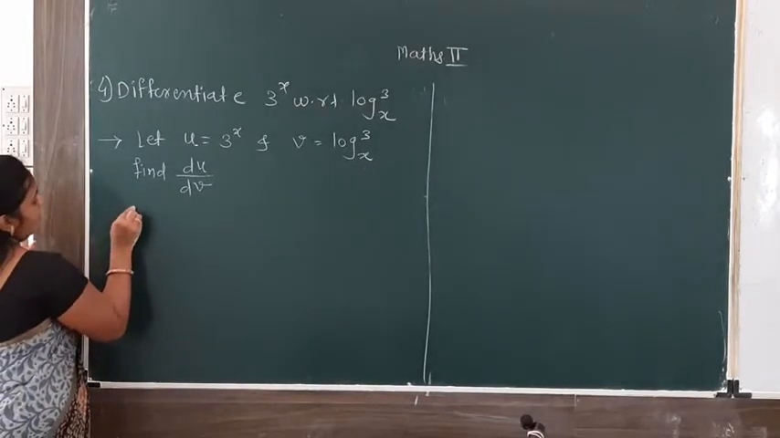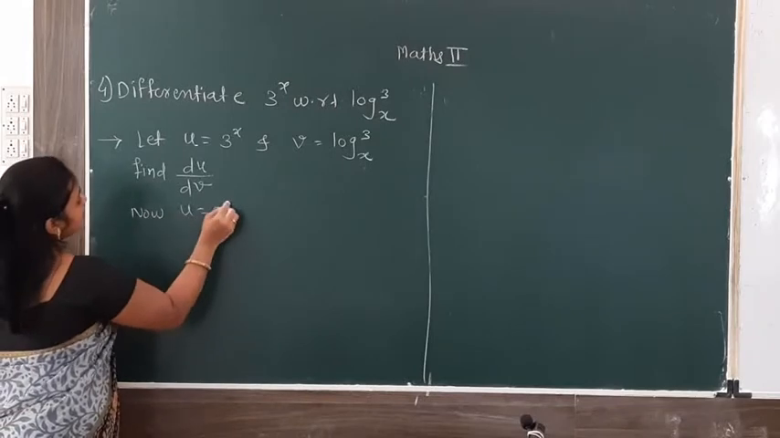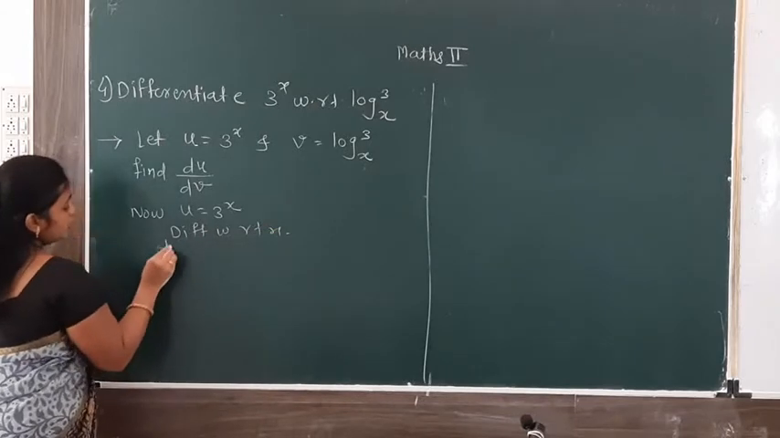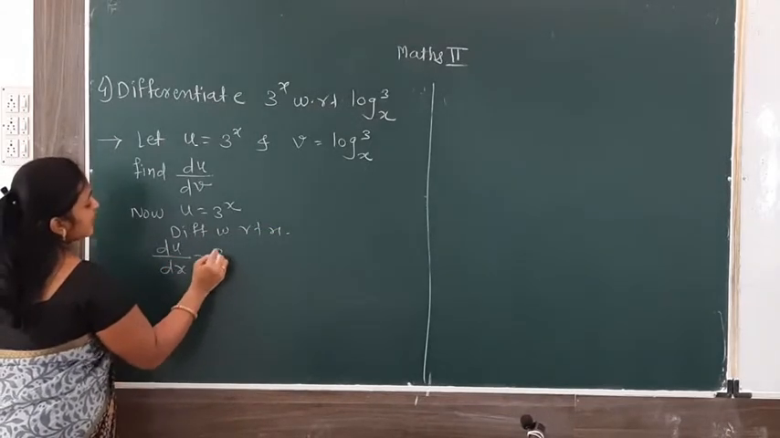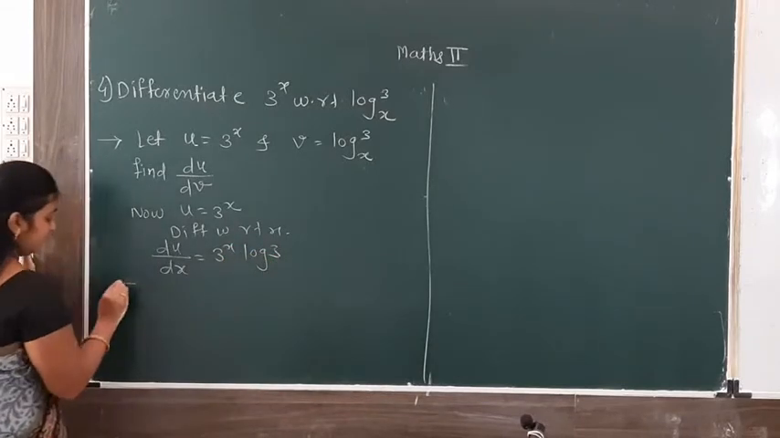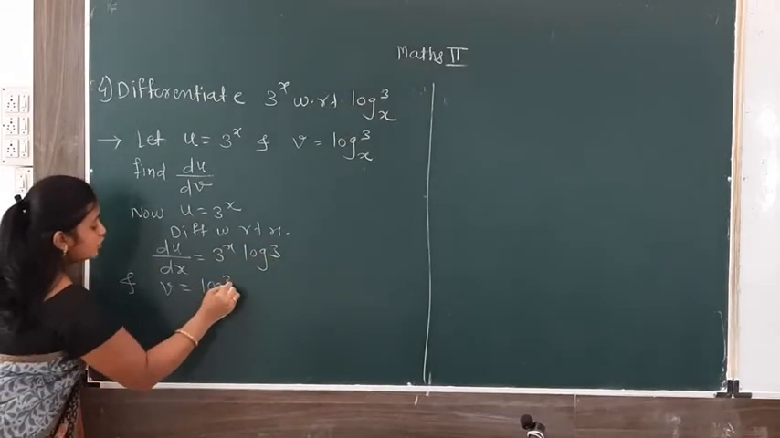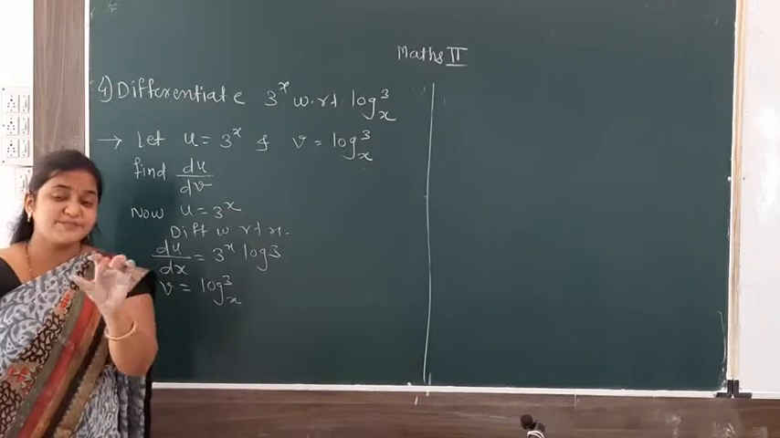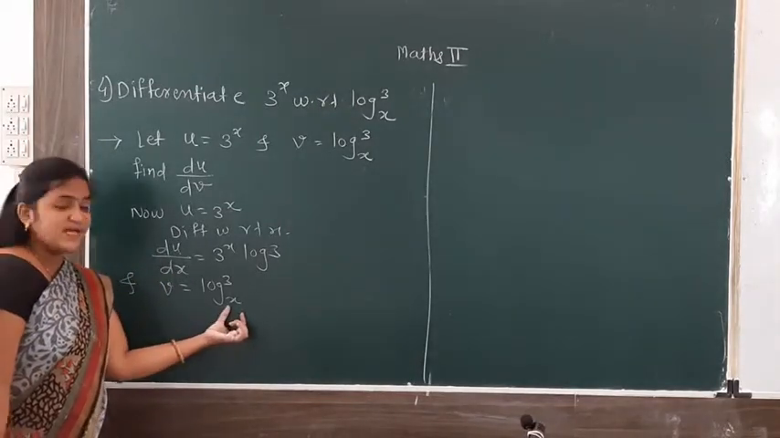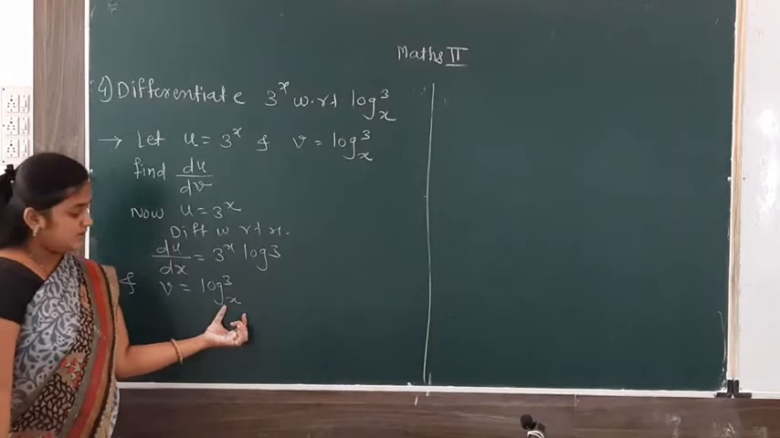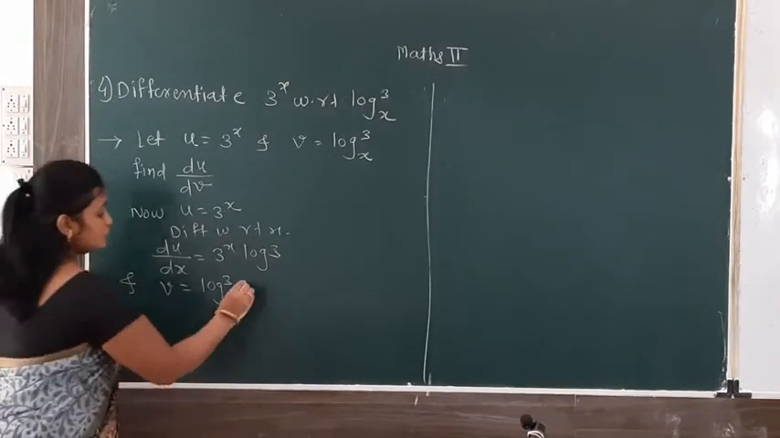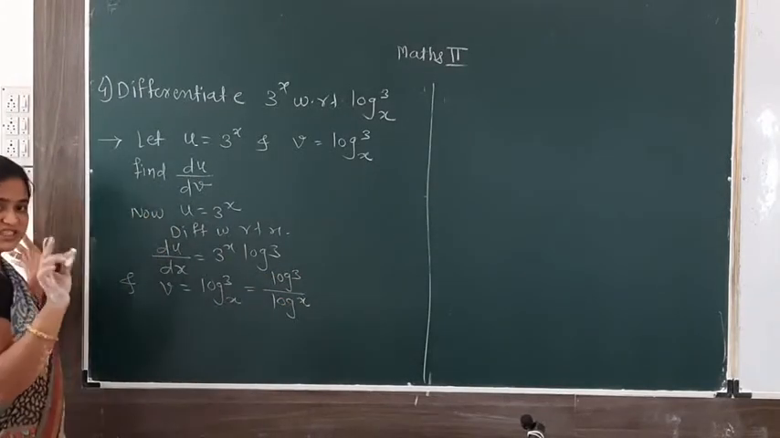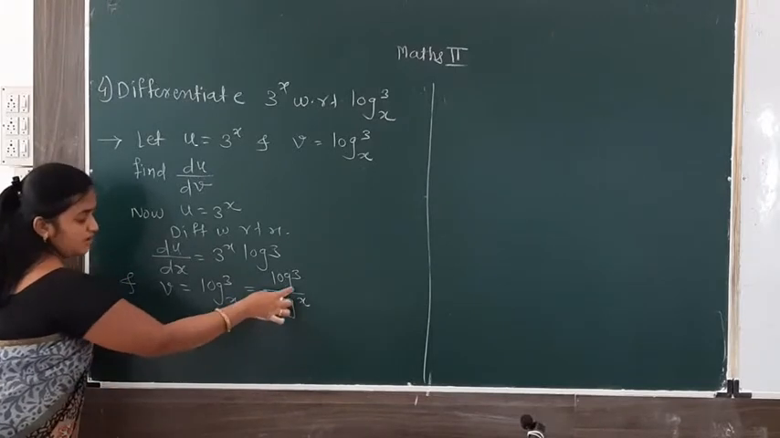So now u is equal to 3 raised to x, differentiate with respect to x. So du by dx is equal to 3 raised to x log of 3, and v is equal to log of x to the base 3. Whenever you find the derivative of a log term, we first check whether the base is e or not. Here your base is not e, so first we apply the change of base formula. So how to change the base? Log of x divided by log of 3, by using the change of base formula, where the base is e.